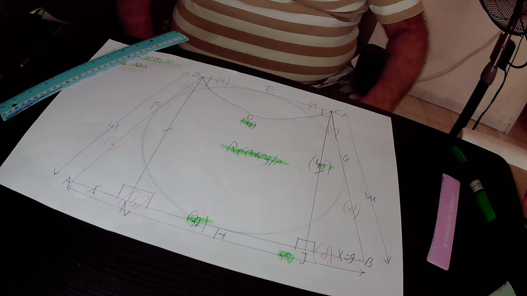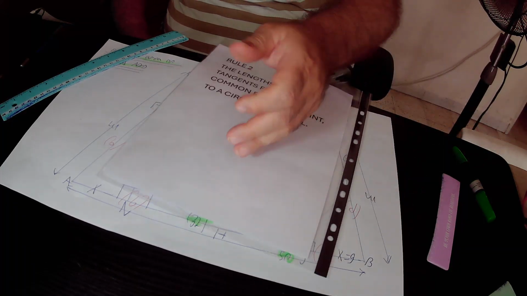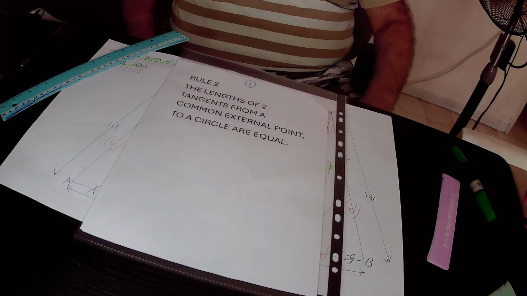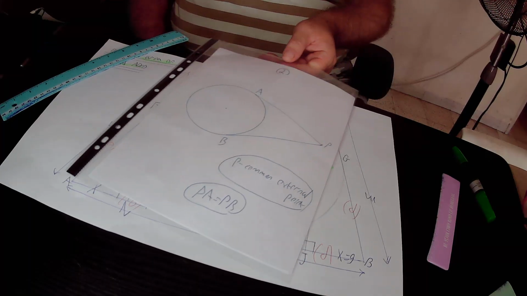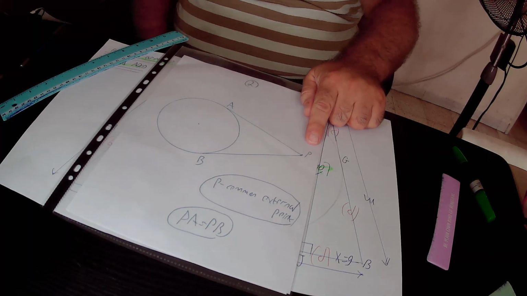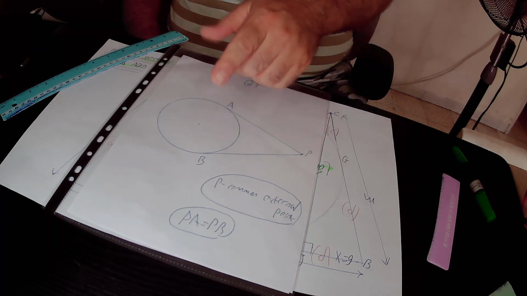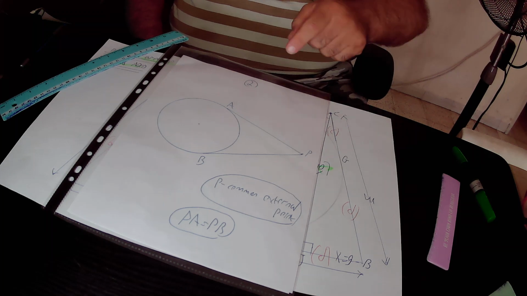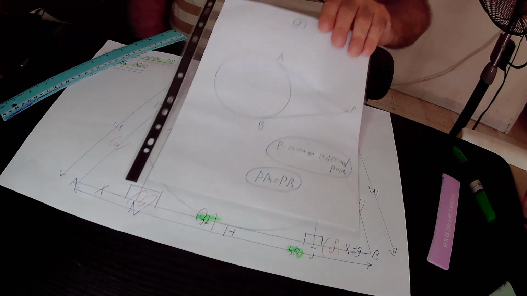The next step, we implement rule 2 in our drawing. Let's click on rule 2. According to rule 2, the lengths of two tangents from a common external point to a circle are equal. In the drawing, we have a circle. This is the common external point P. From this point P, we have two tangents to this circle, tangent PA and tangent PB. According to rule 2, they are equal to each other. That is to say, PA equals PB. So we can implement rule 2 in our drawing.